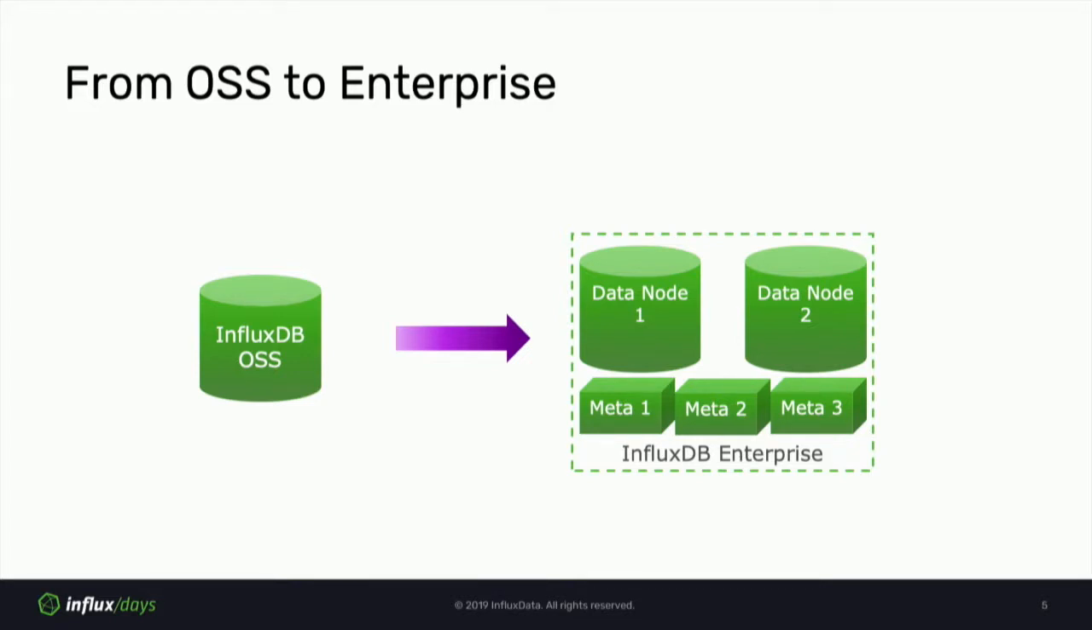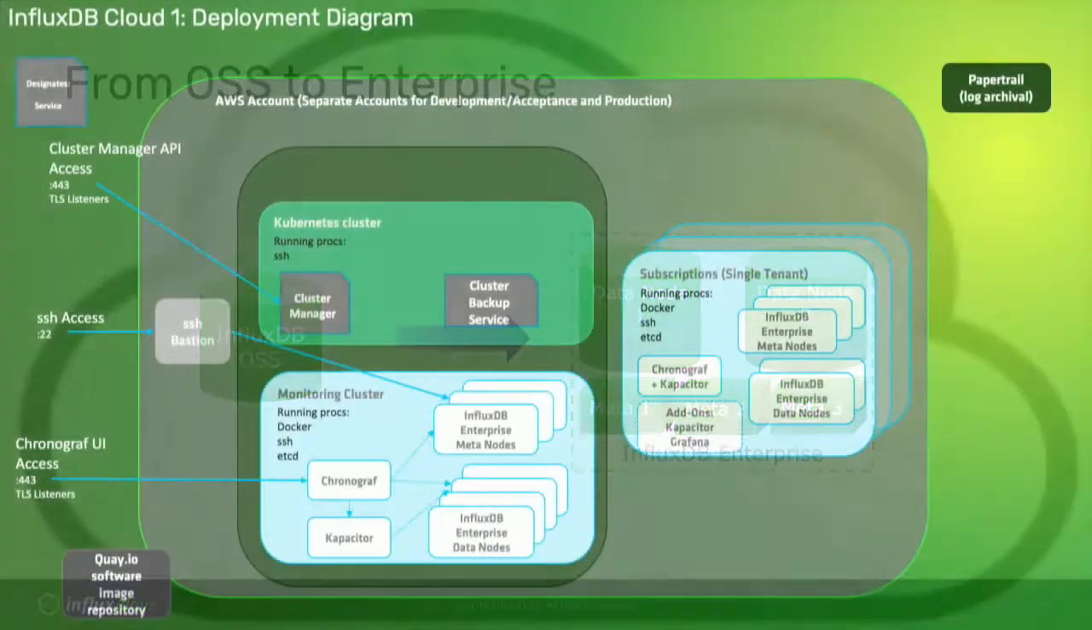So you have 3 redundant meta nodes, and 2 data nodes. That provides that high availability. And obviously, you can scale out from there with additional data nodes if you want to go further. So that's a pretty big change just operationally in terms of understanding the health of both the underlying database from an open source perspective and then moving to enterprise.